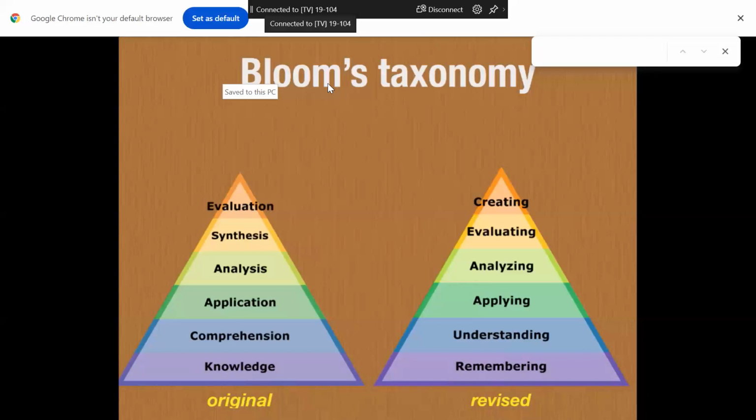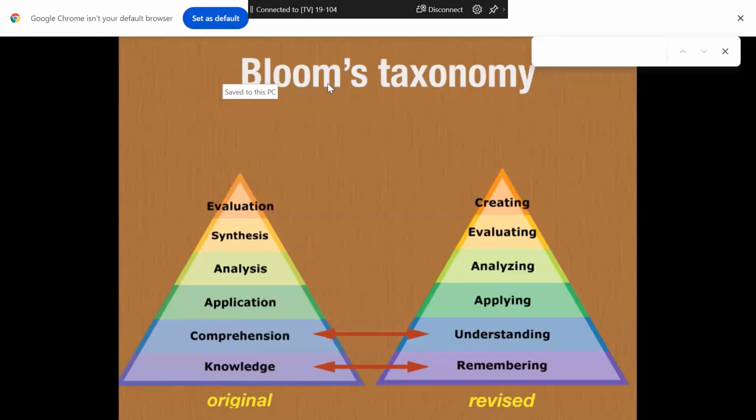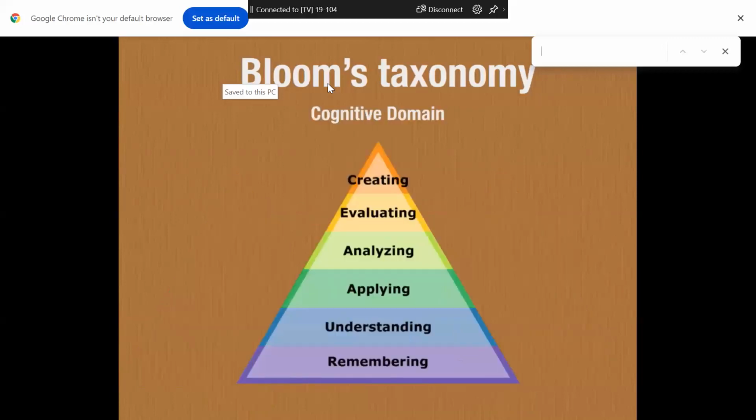The revised version really didn't change the original one conceptually. The main changes involve changing the levels of learning from nouns to verbs. So you can see how knowledge becomes remembering, and comprehension becomes understanding, and so on. Another change was that the top two levels were switched so that evaluation moved down one and synthesis, which became creating, moved to the top.